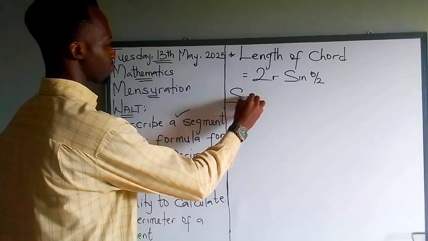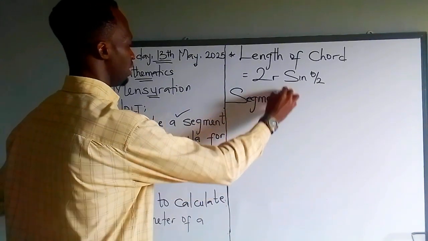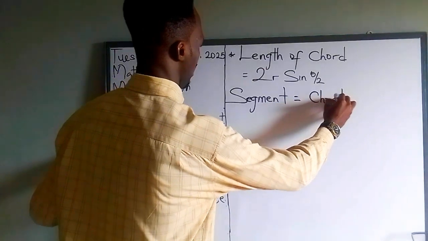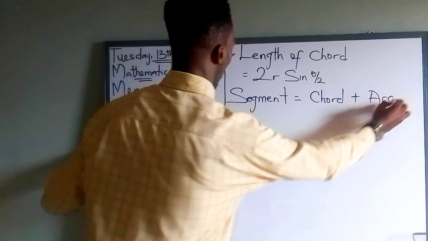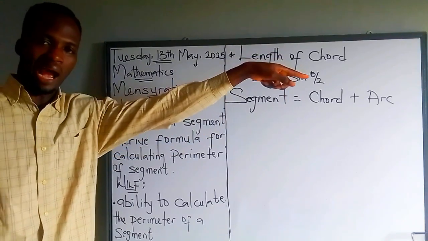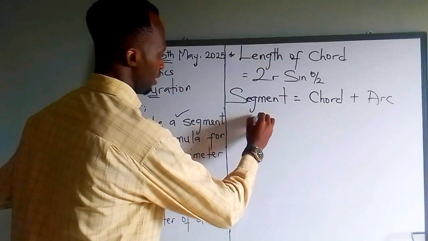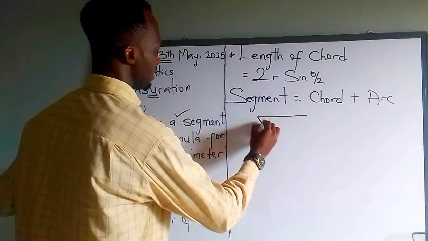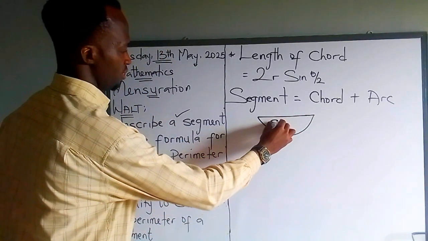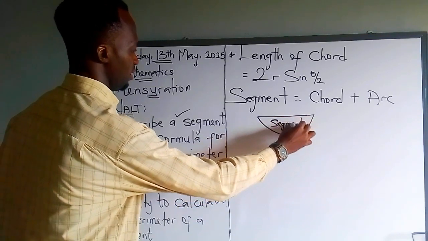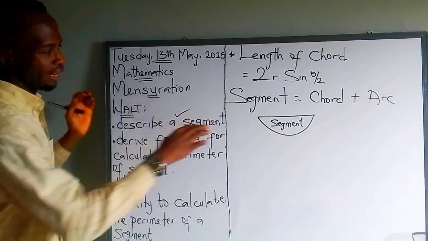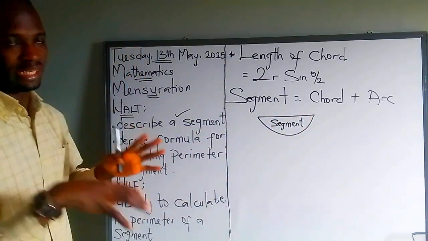Now, a segment is bounded by a chord and an arc. So when you think of a segment, think of a chord, then think of an arc. So this is a chord, and then this is an arc. So this is a segment. The space that is covered by a chord and an arc is called a segment.